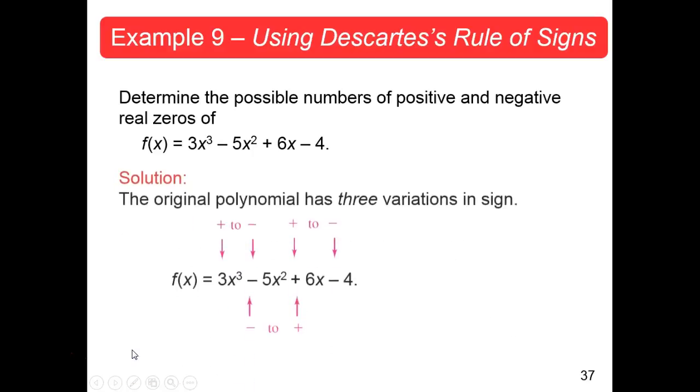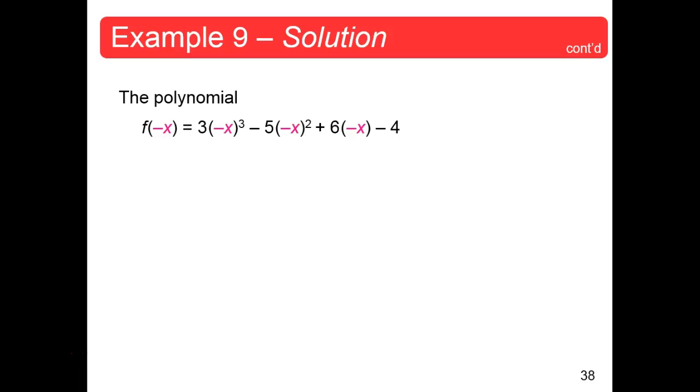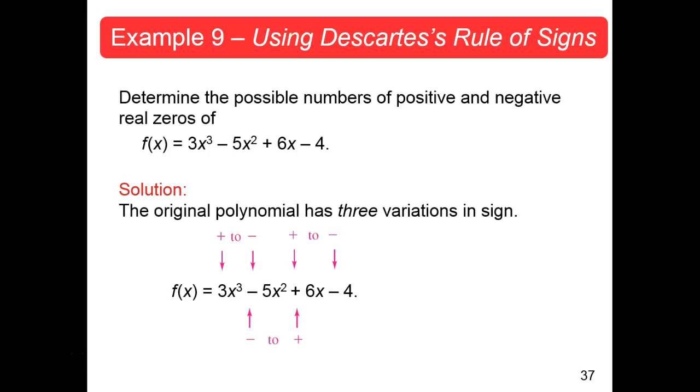All right. The original polynomial had plus to minus, that's 1, minus to plus, that's 2, plus to minus, 3 variations in sign. That told us we either had 3 or 1 positive real roots.